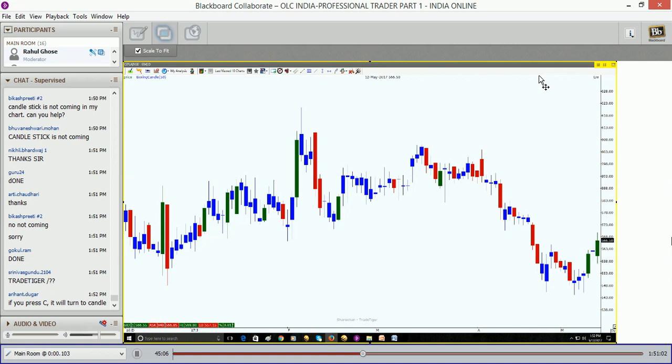Yes, perfect, Gokul. Remove the volume bar, Gokul. We don't use the volume bar anywhere. What about the other people? Anthony, Amitabh, Mino, and Balaji.